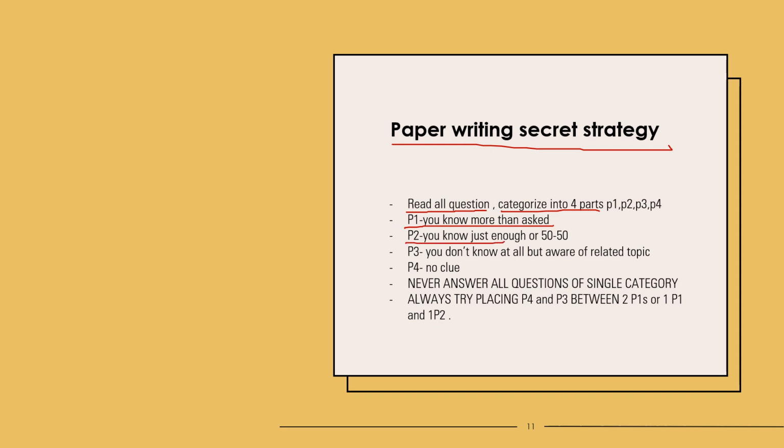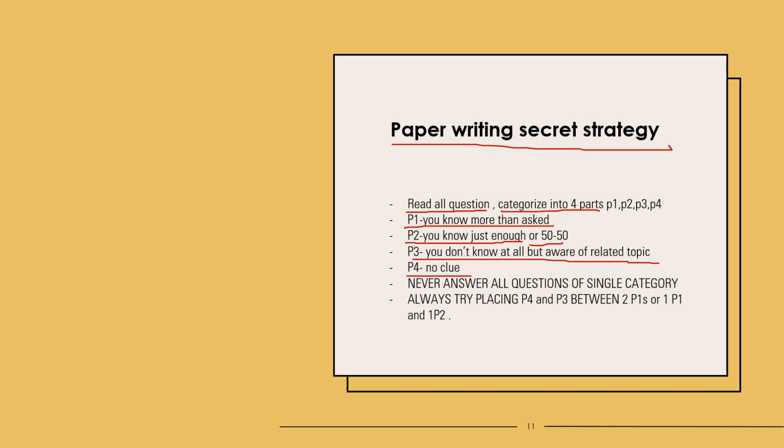P2 is you know just enough, like what is asked, you know that much, or you know 50-50. You know something, you don't know something about the question. You know the first part, you don't know the second part, or vice versa. P3 is you don't know at all, but are aware of the related topic. As I said earlier, you know topic number 4, but they have asked from topic number 3 or topic number 5, and they are related to each other. P4 is no, you don't have a clue what they've asked, you don't remember what they have asked, or you have not studied the topic at all.